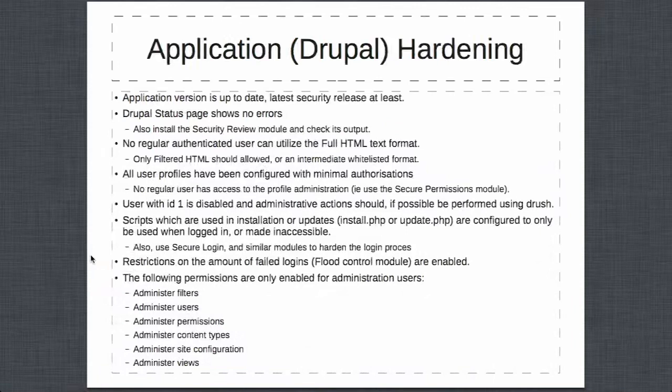Application hardening. A lot of web applications like Drupal have a lot of modules which can give you a lot of information about the actual installation. For instance, Drupal has a status page and a security review module which simply checks if the installation of the application is at least close to the best practices that the project itself declares. This is really easy to install and really easy to check. And if anything comes out of that, it should be fixed.